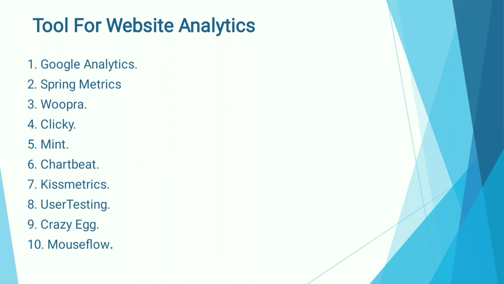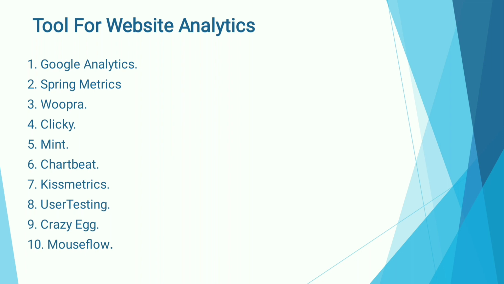Fourth one is Clicky. Clicky also offers a free service if you have only one website, and a pro account for a monthly fee. Fifth one is Mint. Mint is an analytic tool that is self-hosted and costs $30 per website. You get the benefit of real-time stats, which you do not get with the free Google Analytics.